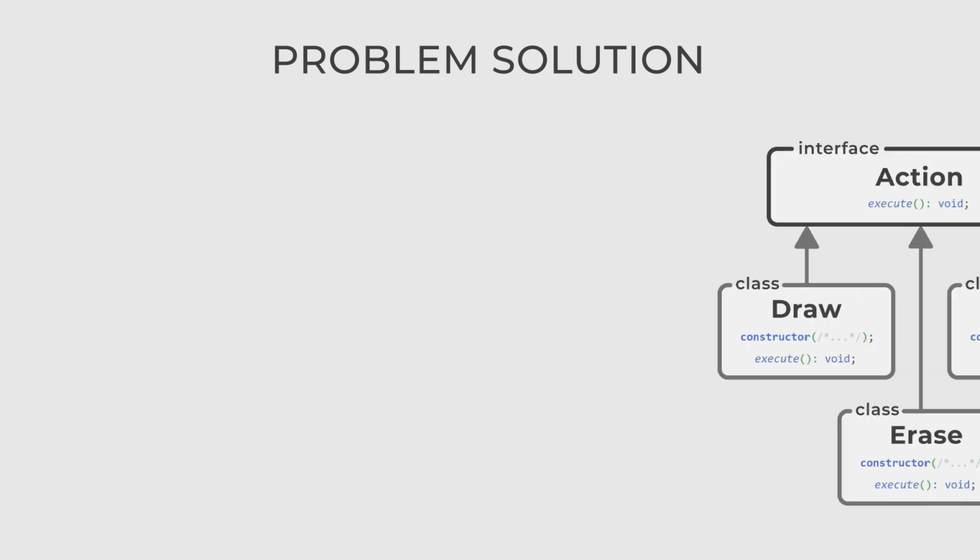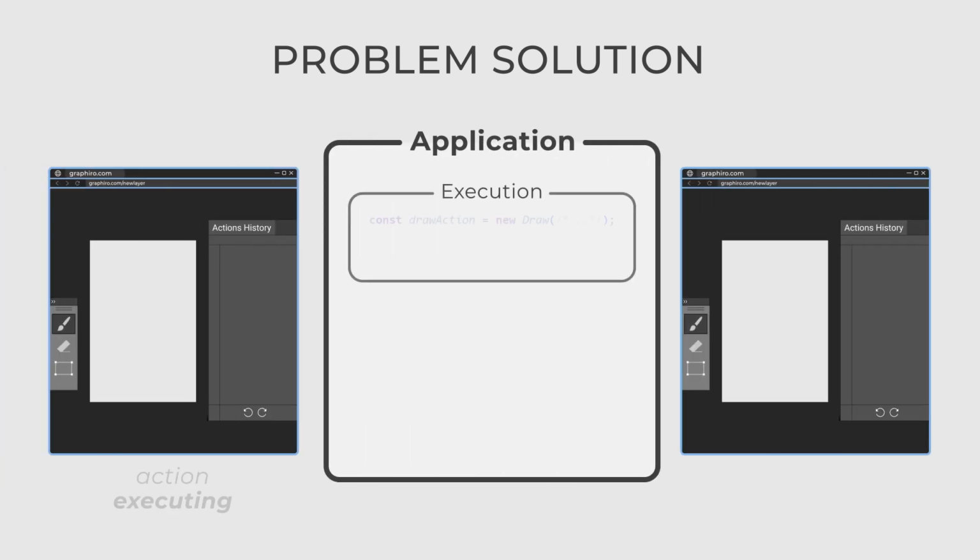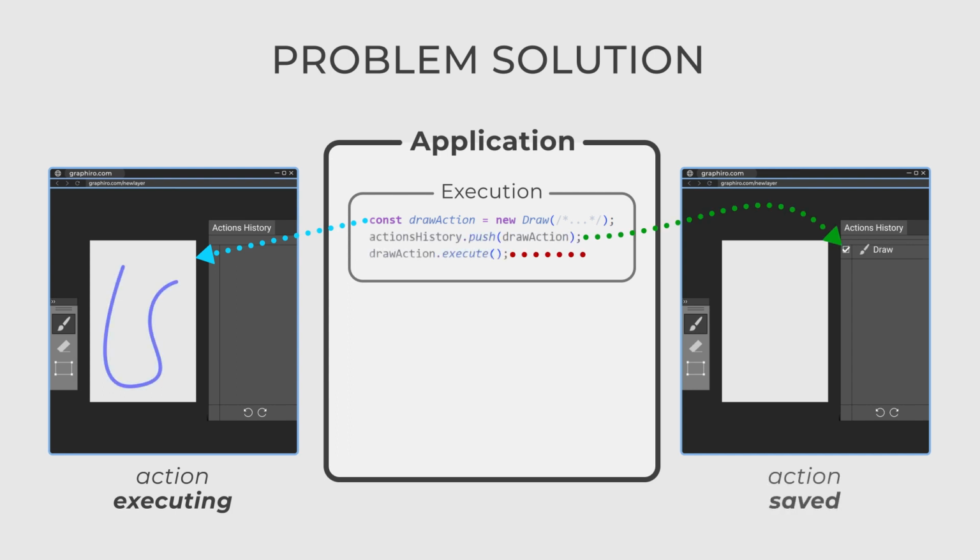Now, let's see the flow. When the user is performing the action, the application creates a concrete command, stores it in command history, and executes it. The concrete command performs changes on the canvas.